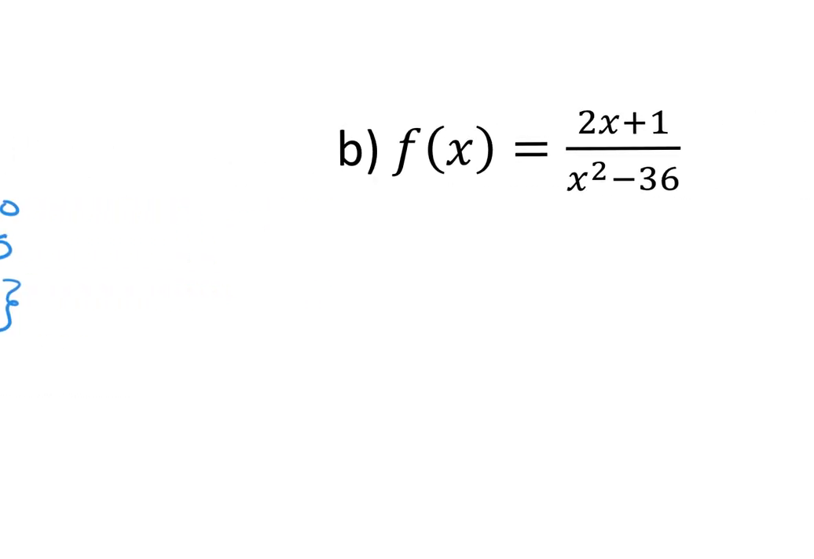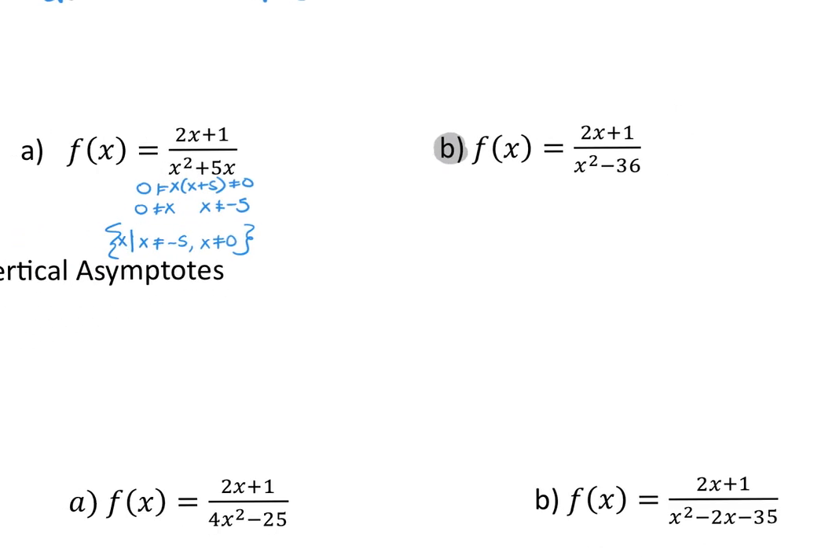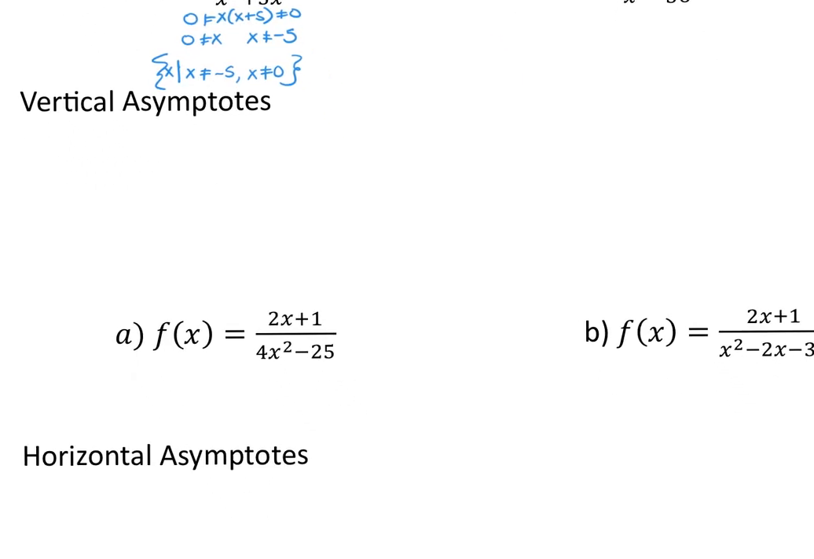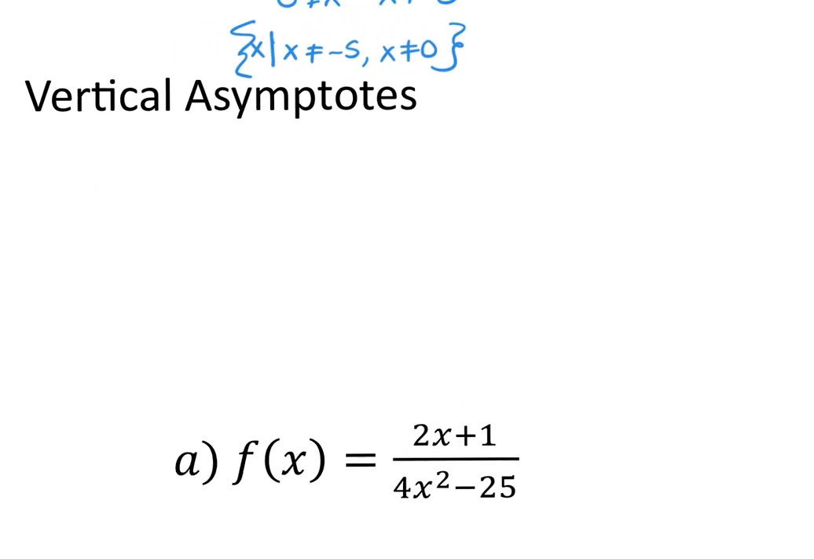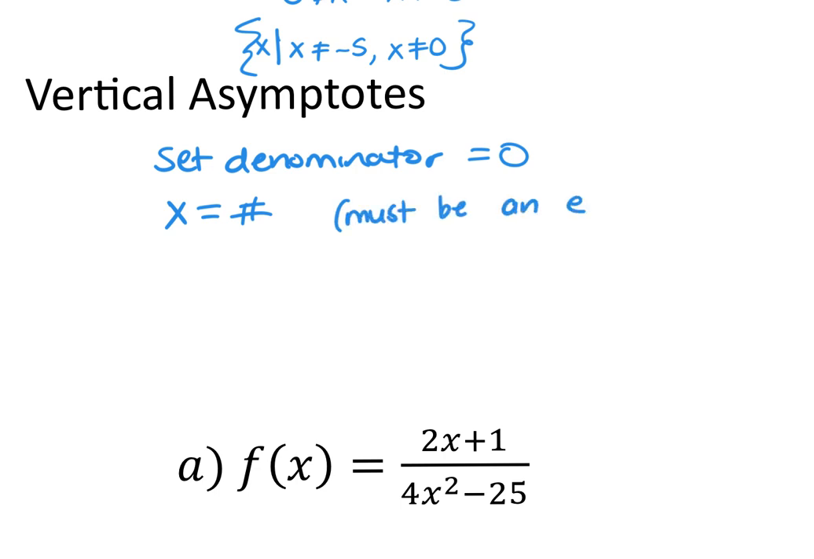Okay, so I'm going to leave B, but you're going to go back to it later. Okay, so we're going to do at least one of each kind, and if there's time, we'll go back to it later. Now we go to vertical asymptotes. And the way you find the vertical asymptotes is you set the denominator equal to 0. So it is the opposite of the domain. And these will all be x equals a number. They have to be an equation, and specifically an x equals because that would be a vertical line.